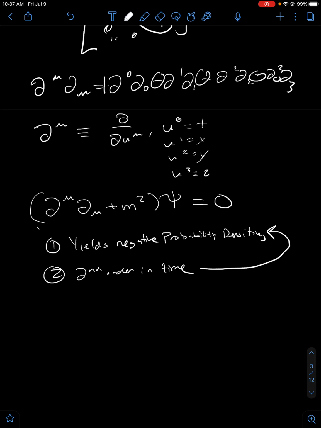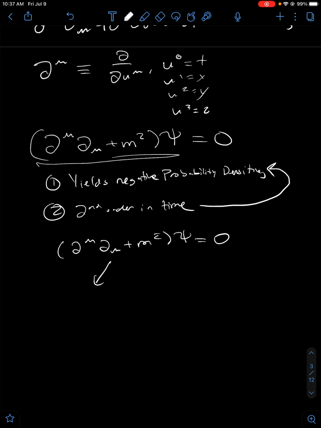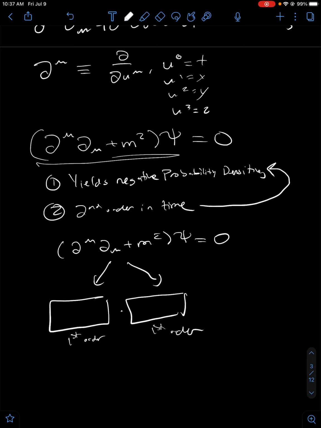So if we can make this equation only first order in time, we can make the negative unphysical densities go away. So how can we take this Klein-Gordon equation, which is second order in time, and make it first order? How do we go about that? Well, one way is to kind of factor out this equation into two parts, where each part is first order in time, and then declare one part its own wave equation.